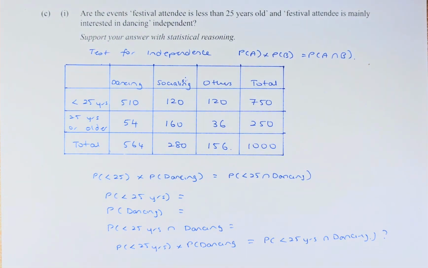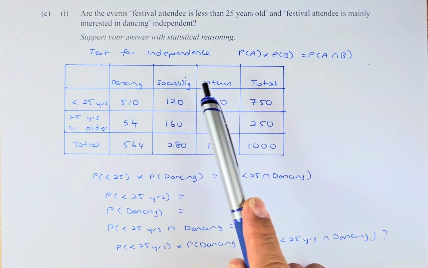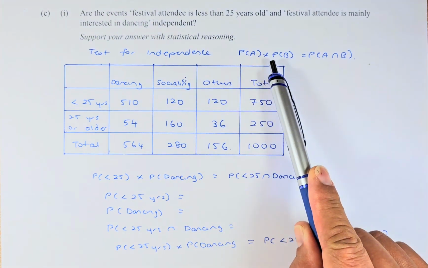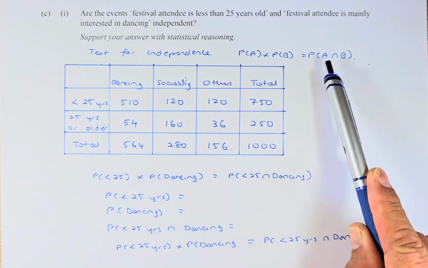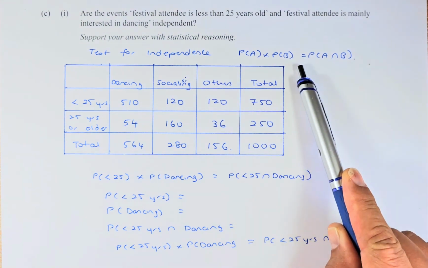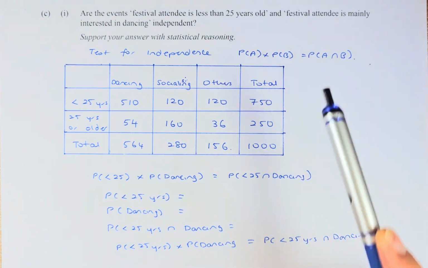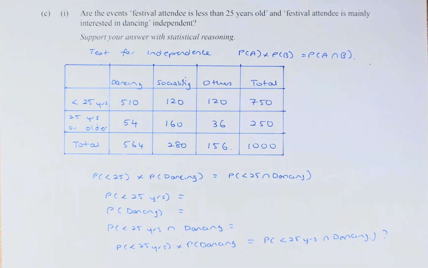Are the event, festival attendee is less than 25 years old, and the second event, festival attendee is mainly interested in dancing, independent? Support your answer with statistical reasoning. So the test for independence: the probability of event A multiplied by the probability of event B must be equal to the probability of event A and B. If they are equal, they are independent. If they are not equal, then they are not independent.